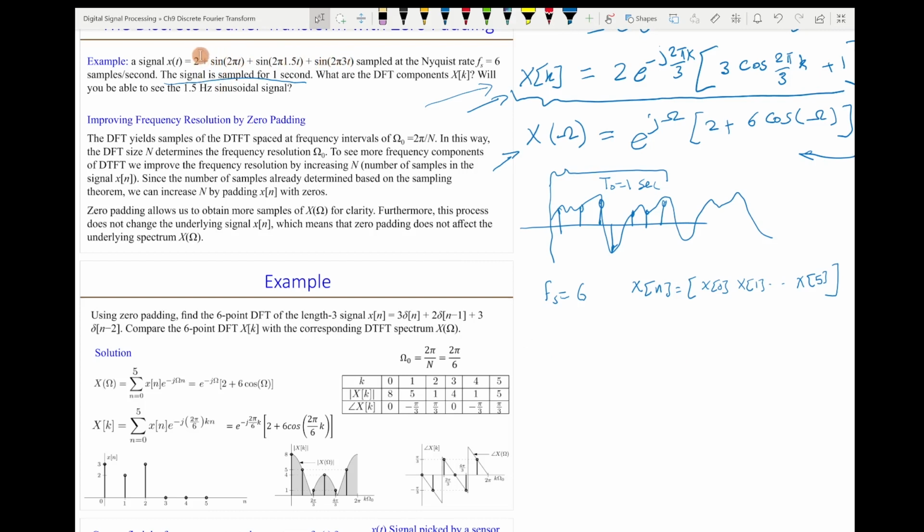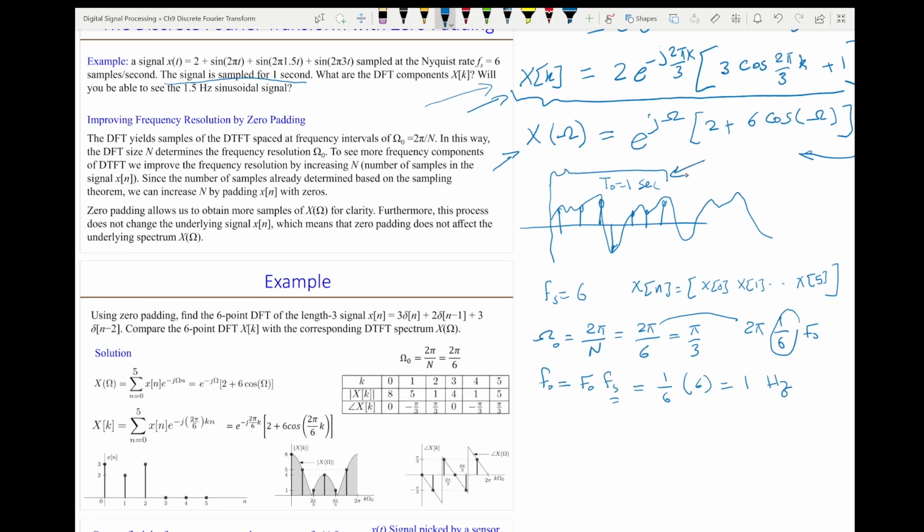Well, the digital frequency resolution omega 0 is 2 pi divided by the number of samples, so that's 2 pi divided by 6, so that's pi over 3. If I want to see what is the frequency resolution in the analog, it will be f0 times the sampling rate. Well, if I rewrite this, it is 2 pi times 1 over 6. So this is f0. So that will be 1 over 6 multiplied by the sampling rate 6. So that is 1 hertz. Or you can also find it from here. Since we are specifying T0 to be 1 second, then f0 will be 1 over 1, which is 1 hertz.